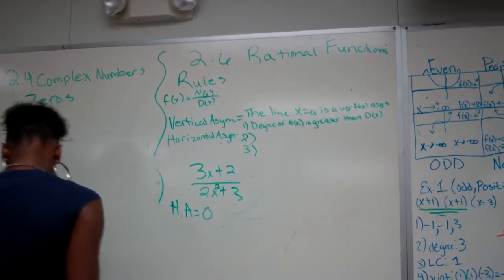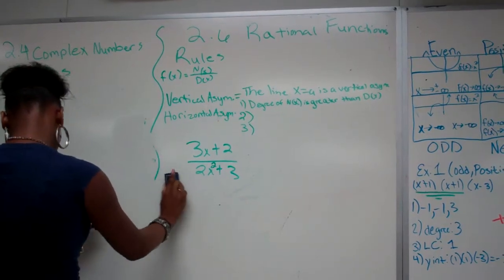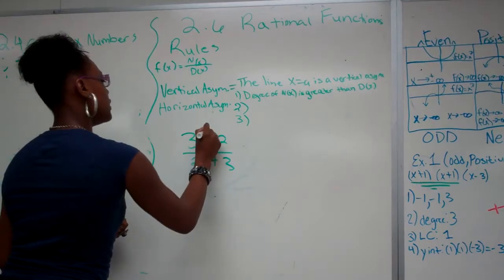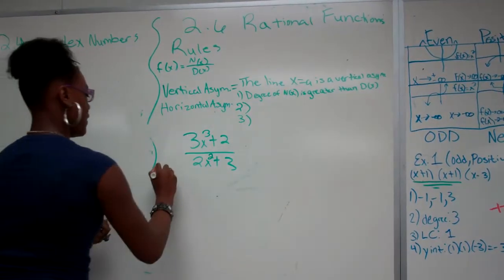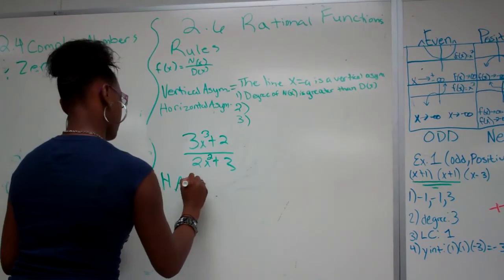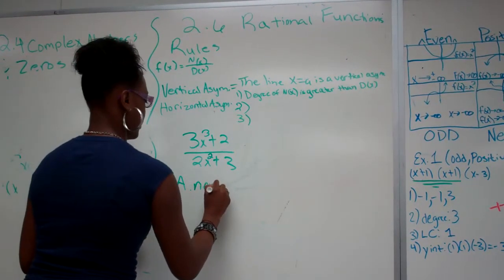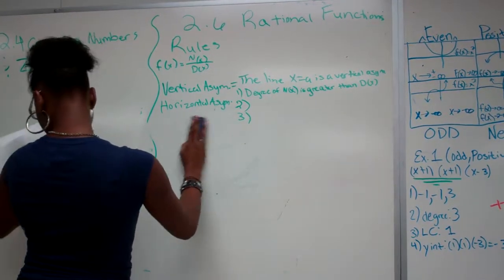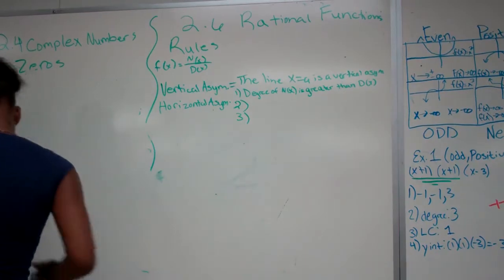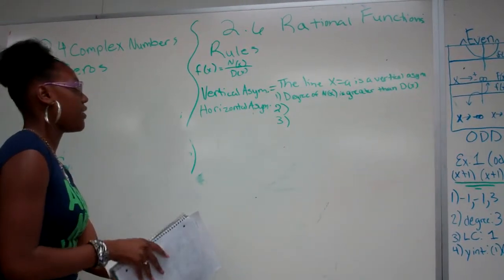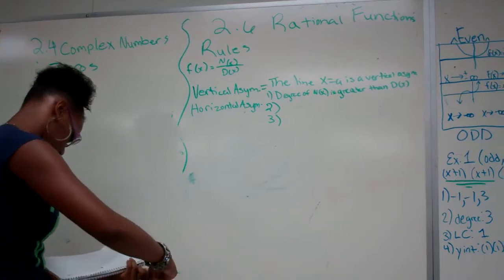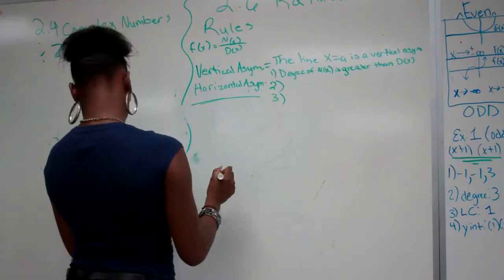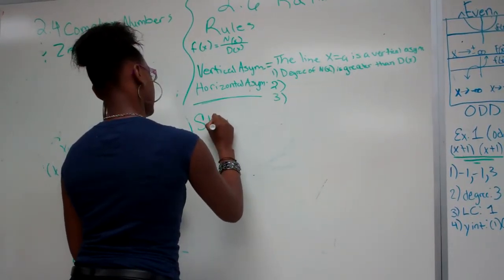And the last rule would be if the degree of n(x) is greater than the degree of d(x), then there is no horizontal asymptote. So this degree would be 3, and the horizontal asymptote would be none. And that's how you would find the horizontal and vertical asymptote. And if there is no horizontal asymptote, then you can find the slanted.